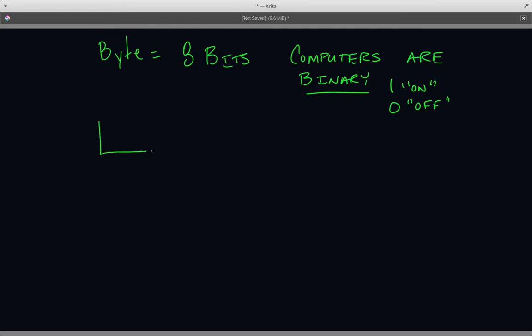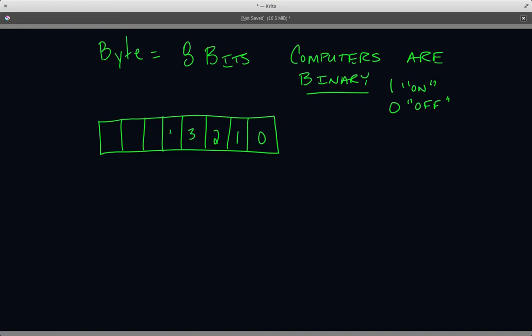So if we think about this as a series of switches, we know that our computer system is binary, so that's like base 2. So going from right to left, we're going to label our bits. This is going to be 0, 1, 2, 3, 4, 5, 6, and 7.